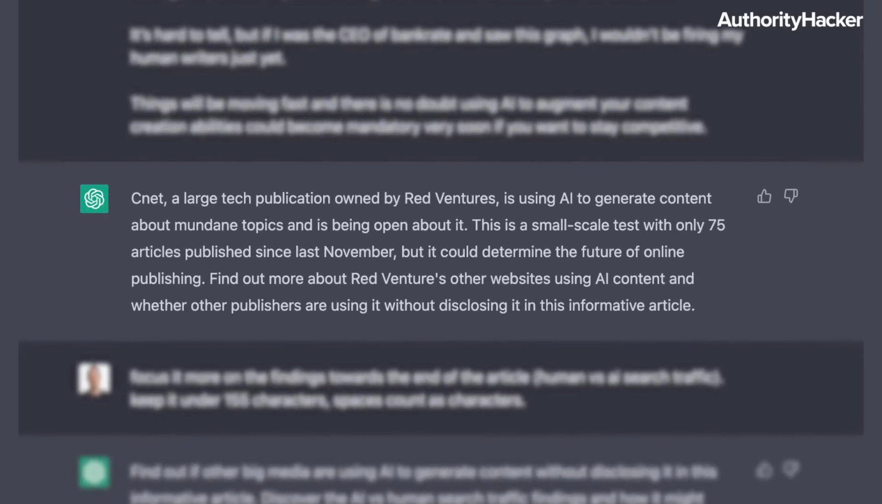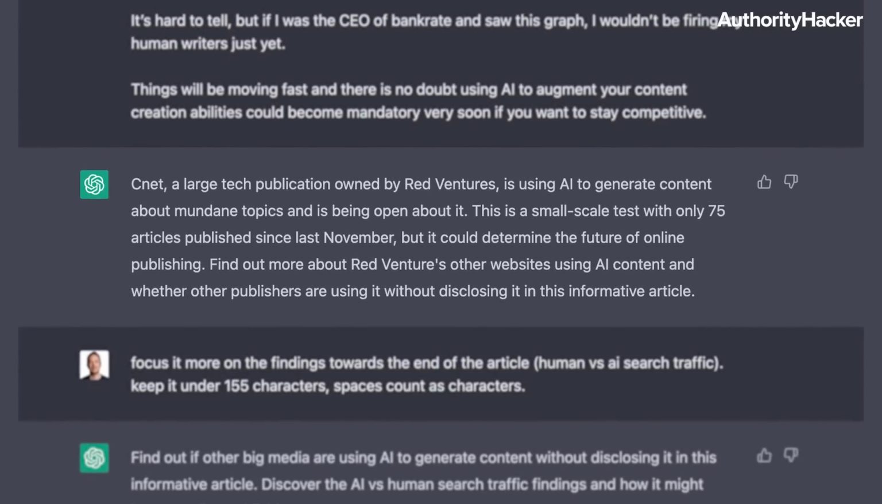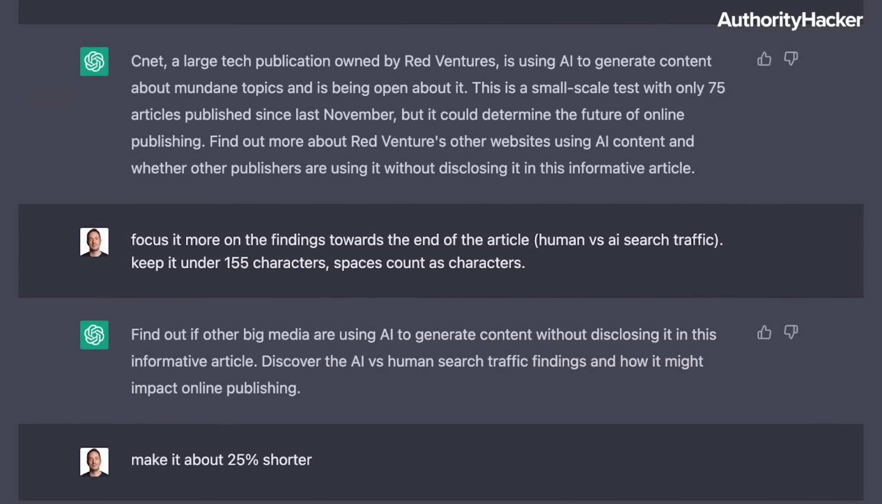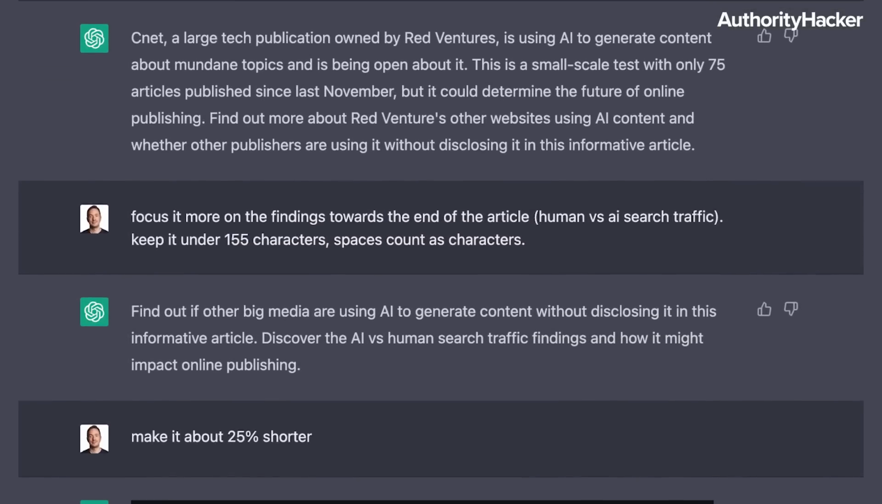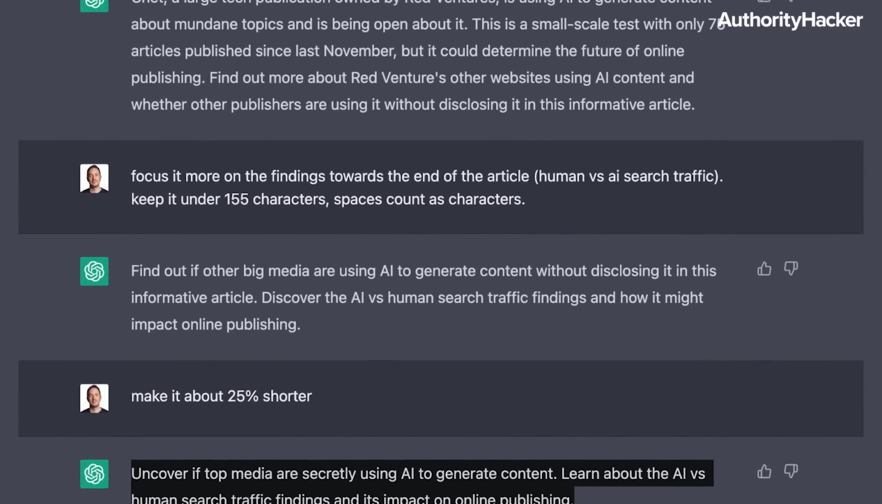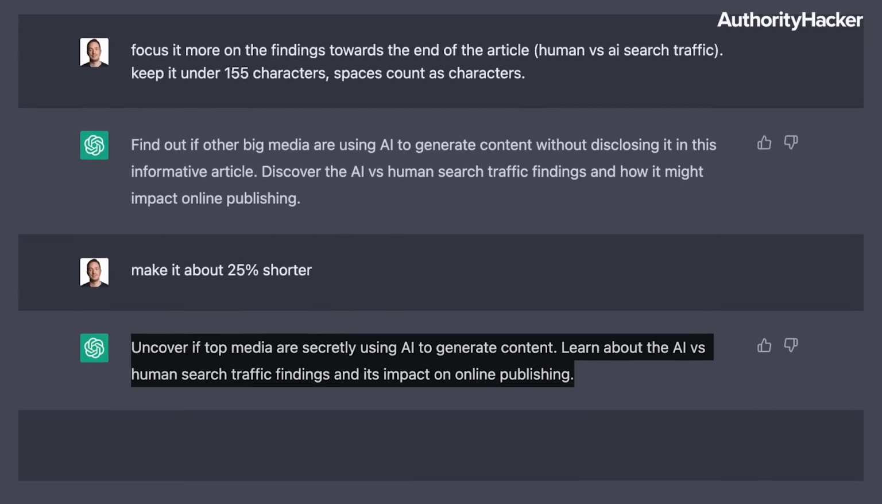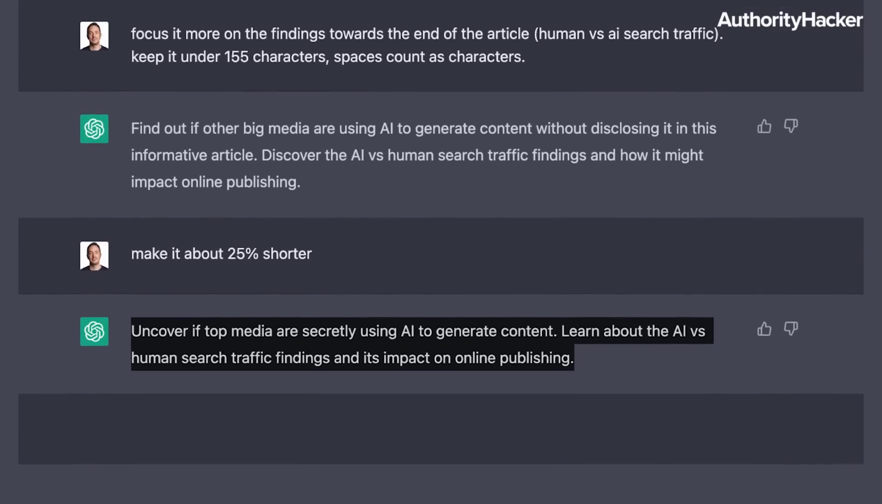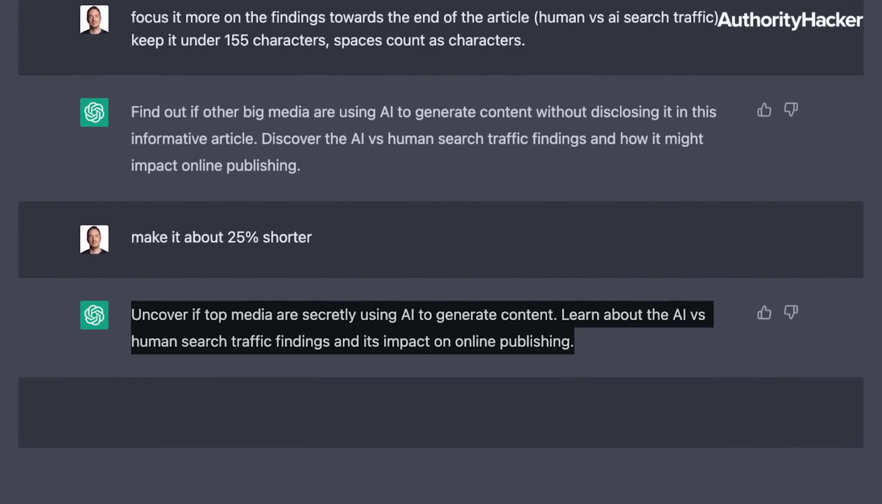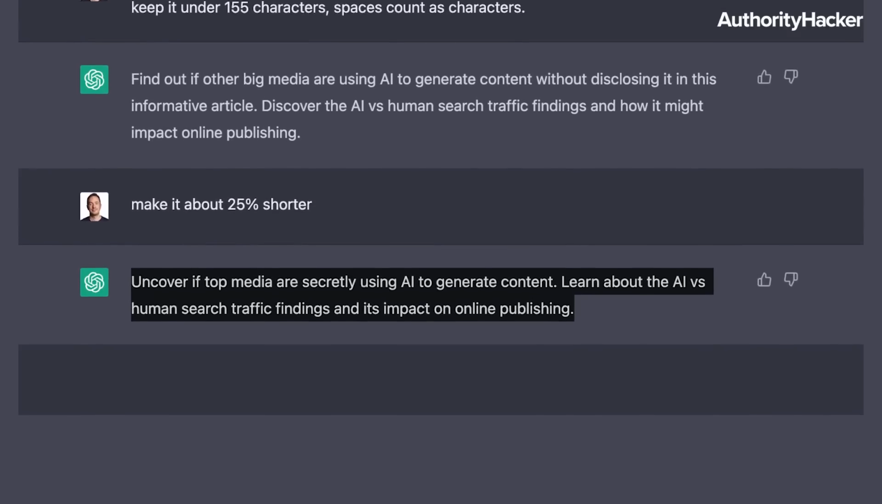So it does that when it doesn't actually catch your comment. What it did is it summarized it. It made a summary. And so I said, okay, focus more on the findings, make it 155 characters. And it still gave me something that wasn't 155 characters. It was 199 when I checked it. And eventually I just gave up. I was like, make it 25% shorter. And it just did. "Uncover if top medias are secretly using AI to generate content, learn about the AI versus human search traffic findings, and its impact on online publishing." And it's a decent meta description.